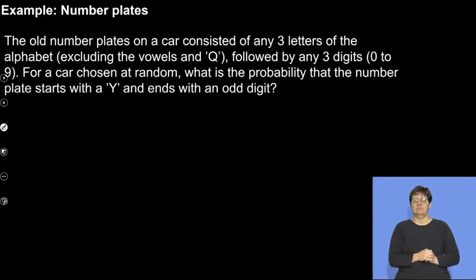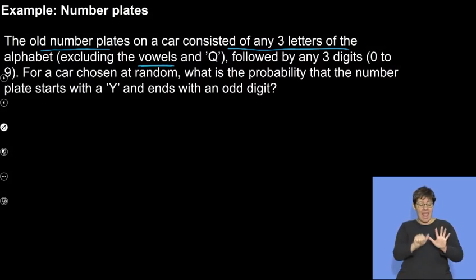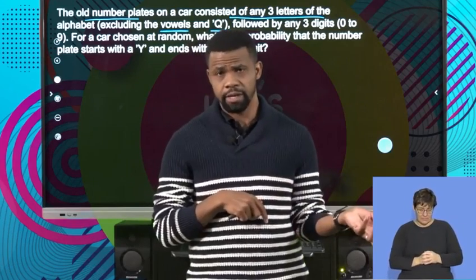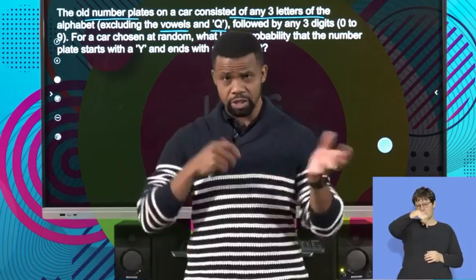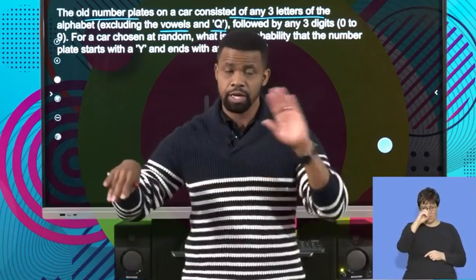So another example, we're going to look at number plates. The number plates on a car consist of 3 letters of the alphabet, but this excludes vowels and Q. So on number plates, we don't use the Q and the vowels, because I think Q might look more like 0. So we don't use Q and the vowels.